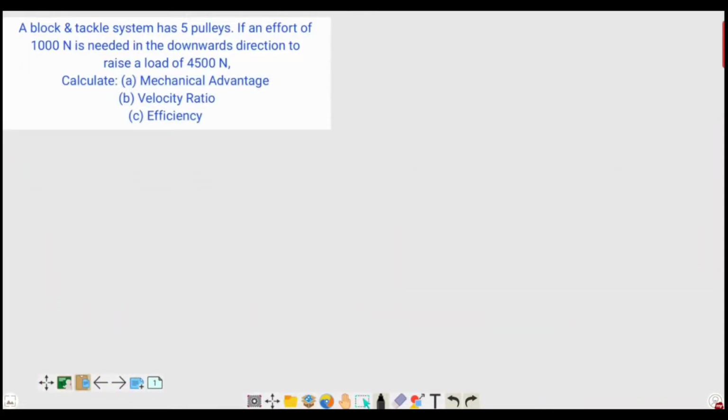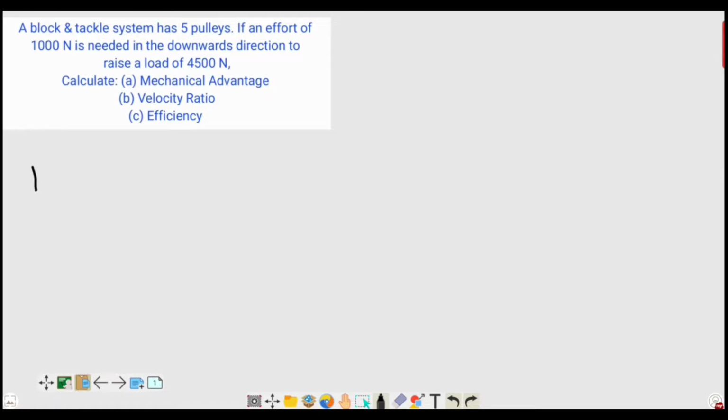Students, let's solve the numerical based on pulley. A block and tackle system has 5 pulleys. If an effort of 1000 Newton is needed in the downward direction to raise a load of 4500 Newton, calculate mechanical advantage, velocity ratio and efficiency.